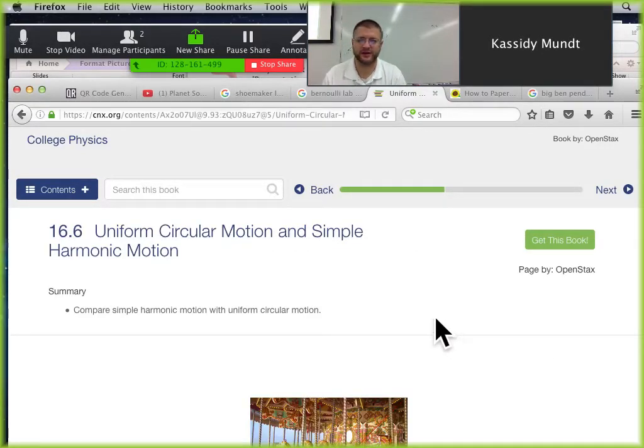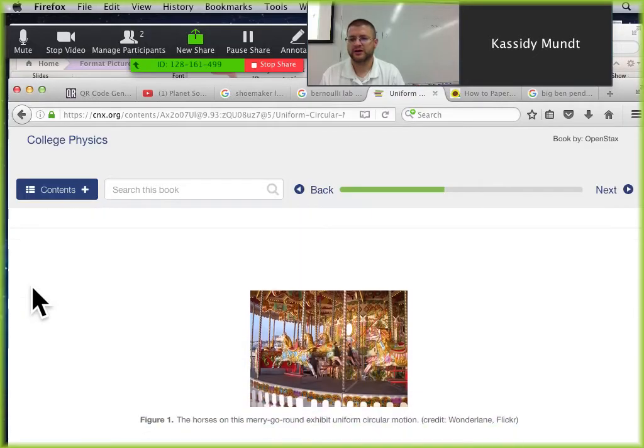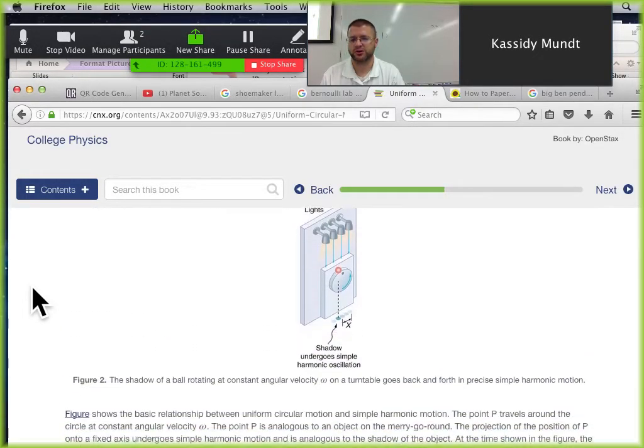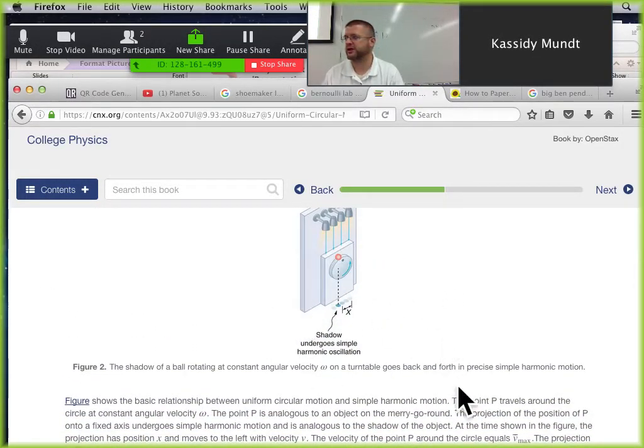Okay, so in this section we're going to show how uniform circular motion, remember the ball going around and around the merry-go-round, or the kid going around and around the merry-go-round, that simple circular motion at a constant angular velocity, is related to simple harmonic motion. So here is the apparatus we're going to use. We've got this ball or light on this wheel that's going to go around and around at a constant velocity, and we've got these lights above it that are going to shine down and show us the shadow of the ball on the ground down here.